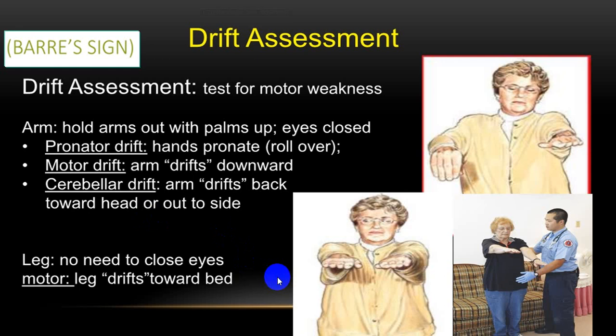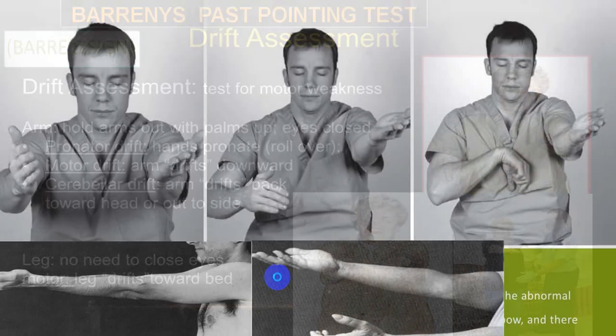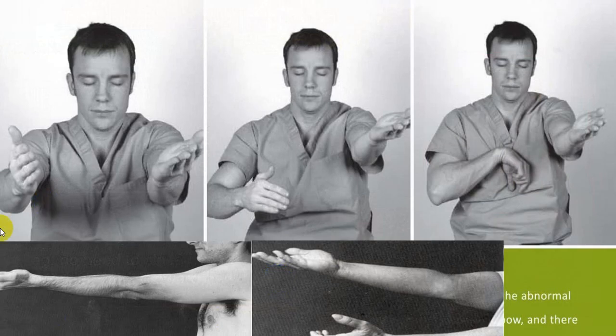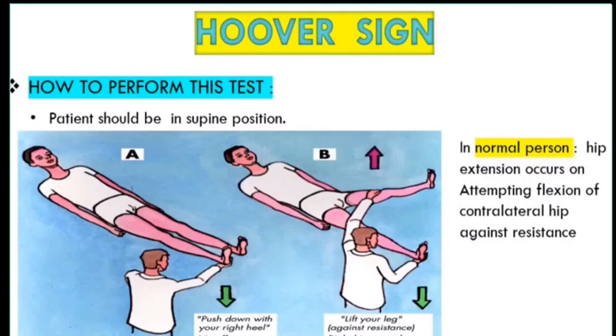So it is very commonly seen in cerebellar disorders, and that will be one helpful test. Barany's past pointing. Again you can see this is drifting. That will be seen in cerebellar disorders. You can see the two outstretched arms and slowly one arm undergoes drift.